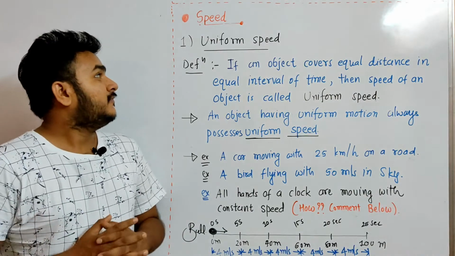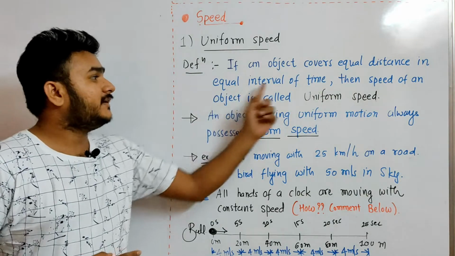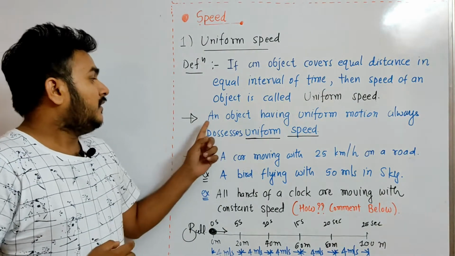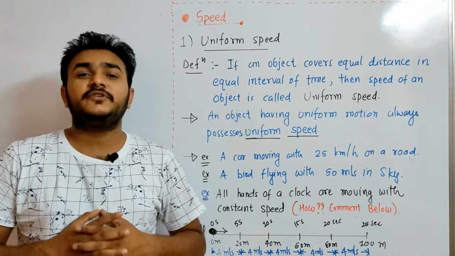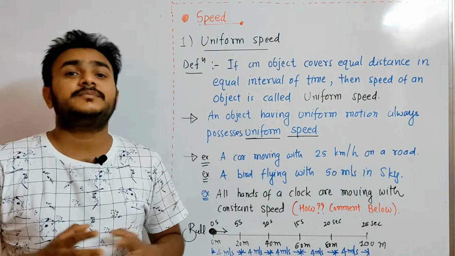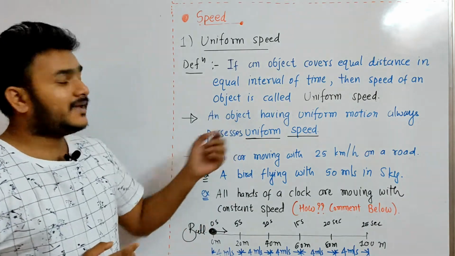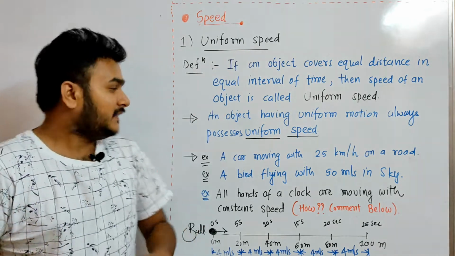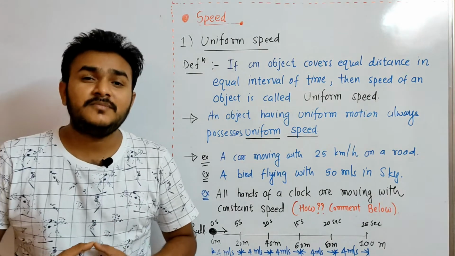Okay, let us first understand the first type of speed, that is uniform speed. If an object covers equal distance in equal intervals of time, then the speed of the object is called uniform speed. An object having uniform motion always possesses a uniform speed. In the definition of uniform motion, it is written that if an object covers equal distance in equal intervals of time, then that kind of motion is said to be uniform motion. You can see that the same definition is used to define the term uniform speed. That's why an object having uniform motion always possesses a uniform speed.